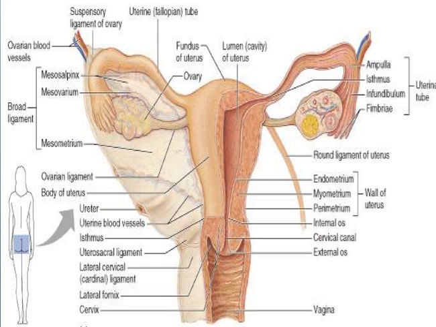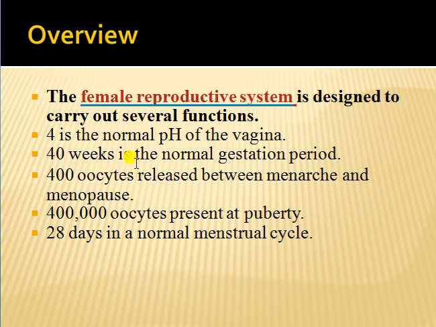But before going to that, in the overview, the female reproductive system is designed to carry out several functions. What are the main important functions here? The pH of the vagina is 4, and 40 weeks is the normal gestation period. 400 oocytes are released between the menarche and menopause. So when puberty starts, after puberty, 400 eggs are released up to the menopause.